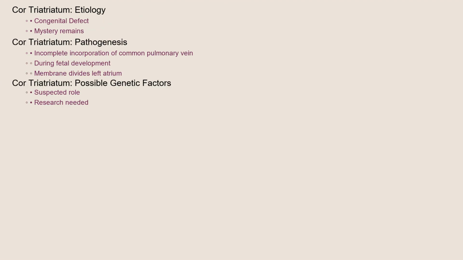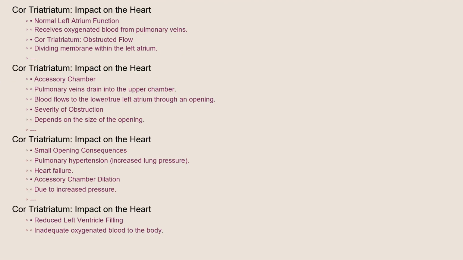The exact cause of Triatriatum remains somewhat of a mystery. It's generally considered a congenital defect, meaning it's present at birth. The prevailing theory revolves around incomplete incorporation of the common pulmonary vein into the left atrium during fetal development. Instead of the vein seamlessly integrating, a membrane or septum persists, dividing the left atrium into two chambers. Genetic factors are also suspected to play a role, but more research is needed to fully understand the underlying genetic mechanisms.